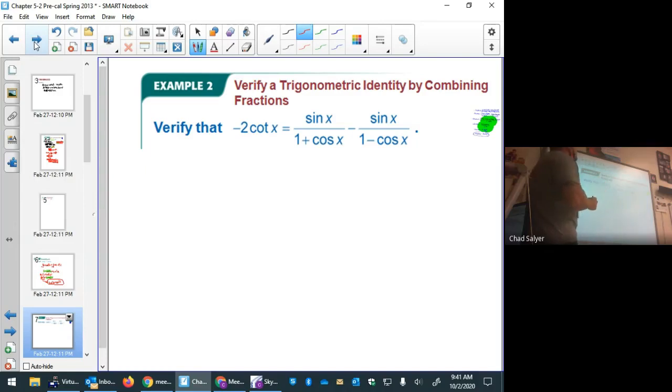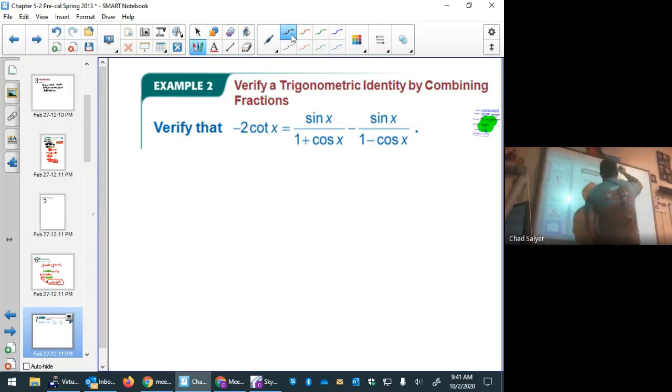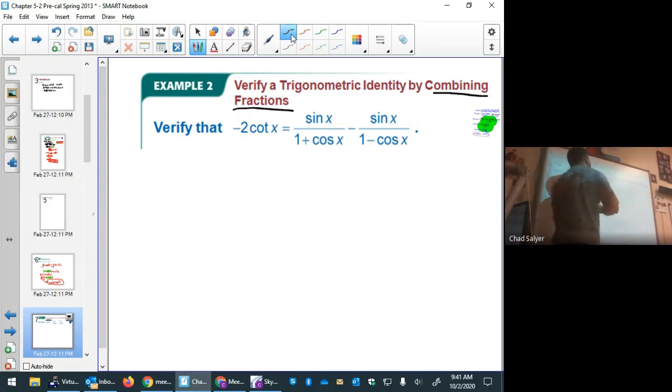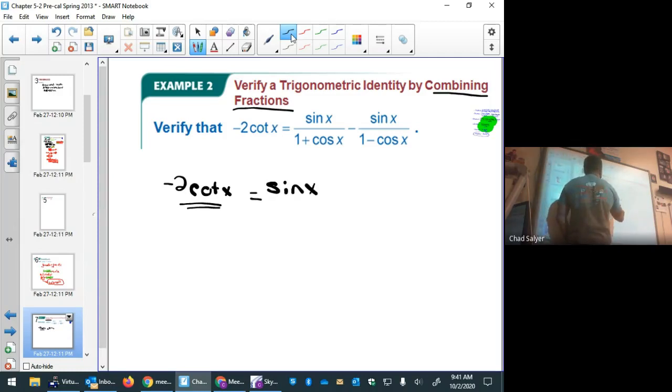Combining fractions. So this term, combining fractions, means we need to get a common denominator, and it's clearly going to be the case that we need that on the right. So -2 cotangent x, this is our target. Now this is what we want to get to with that right side. So we're going to multiply each by the other's denominator, top and bottom.